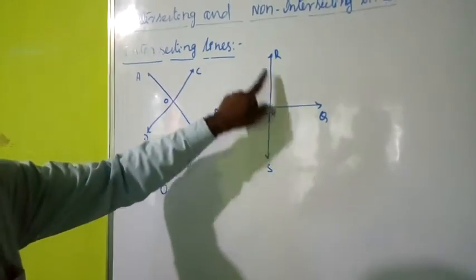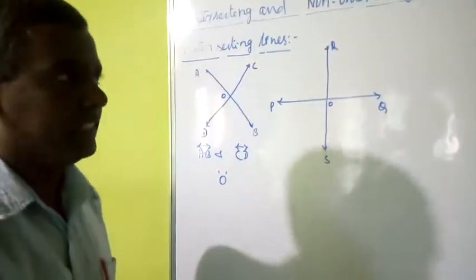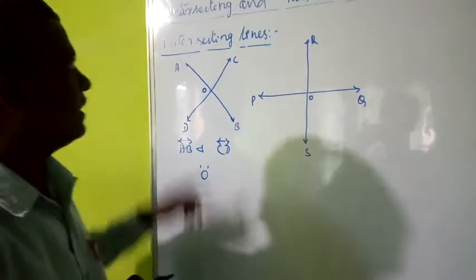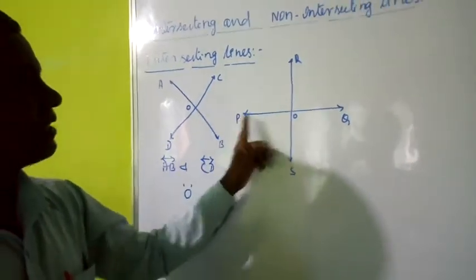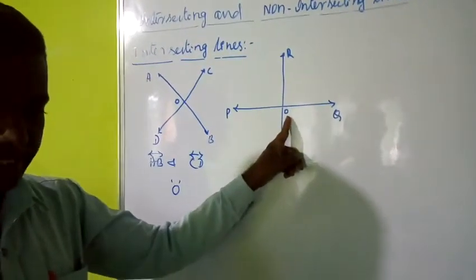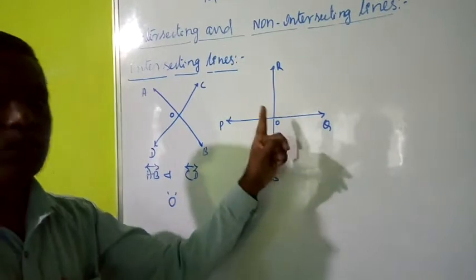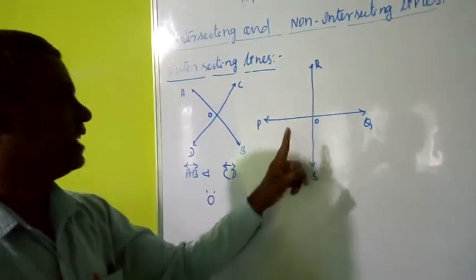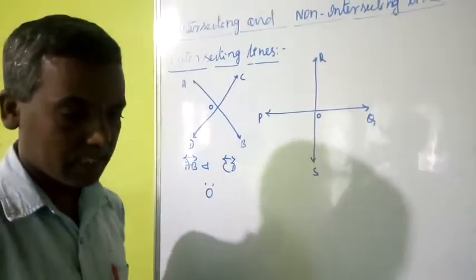It means it should be passing through a common point O. These types of lines are called intersecting lines. Okay students, so once again, intersecting lines means two lines which can pass through a common point. It is called intersecting lines. Okay students, so next, non-intersecting lines.